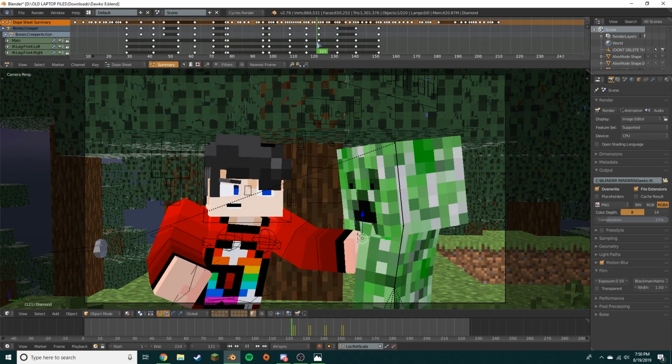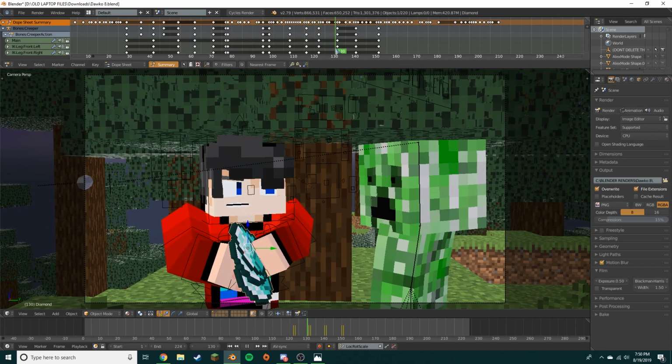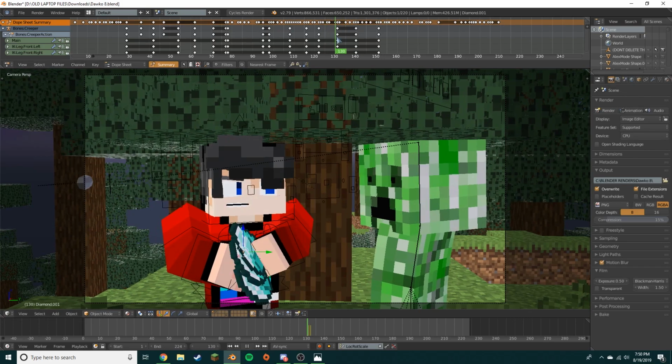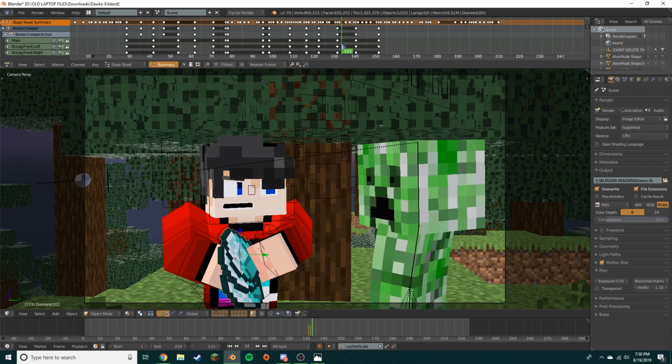It's in his hand the whole time, and it scales up when he takes it, and then when he puts it in the other hand, it's a separate one. It's a different one that's been in his hand the whole time. So this one was in his hand the whole time, but it scaled up when he took that one and put it in the other hand.